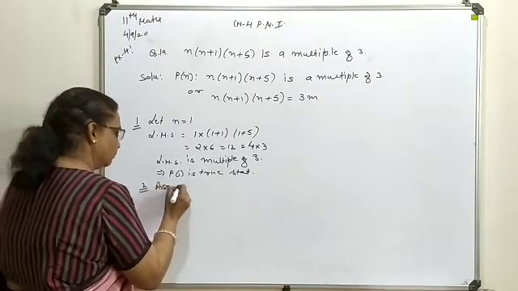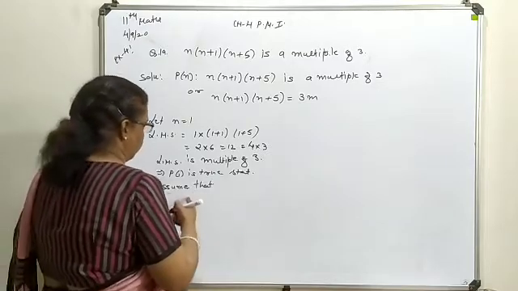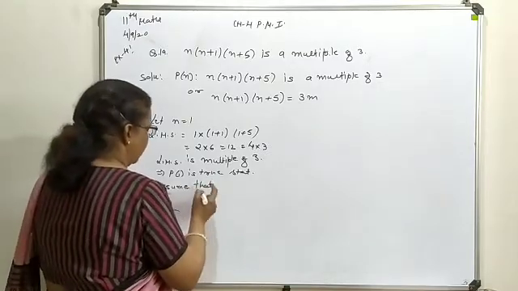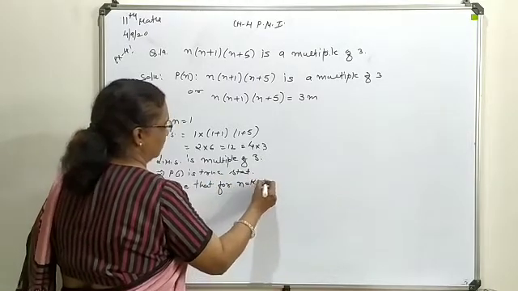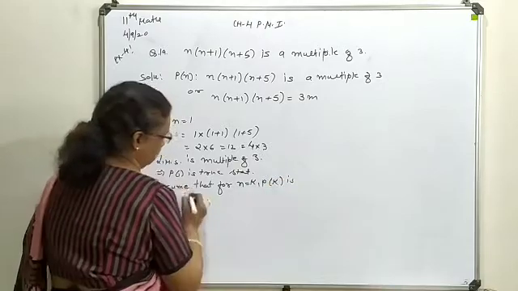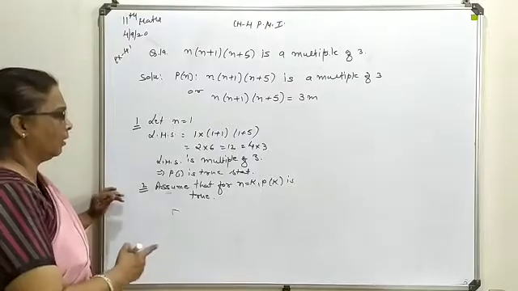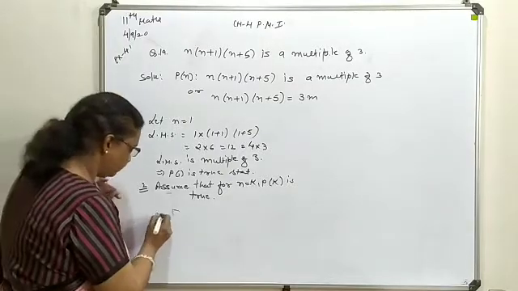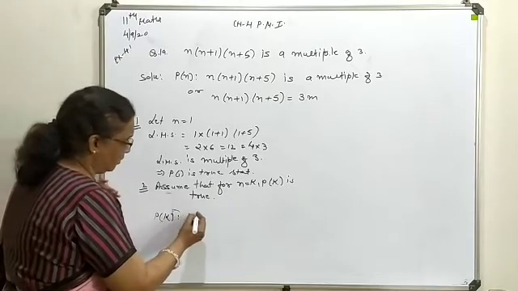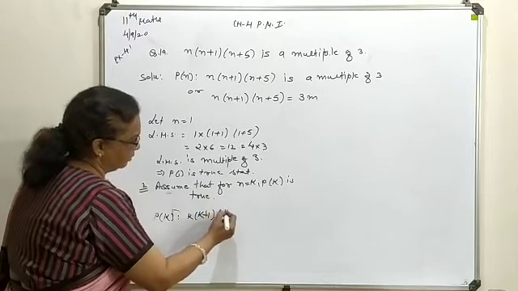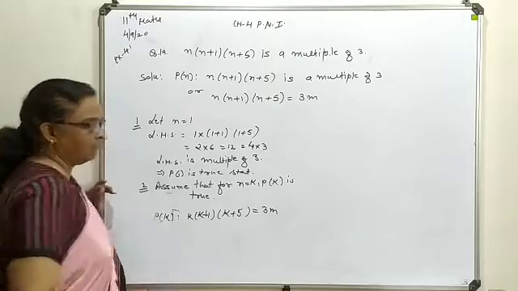assume that Pk is true. Now Pk plus 1 term, that is k plus 1, k plus 5 is a multiple of 3. So this way we will write.